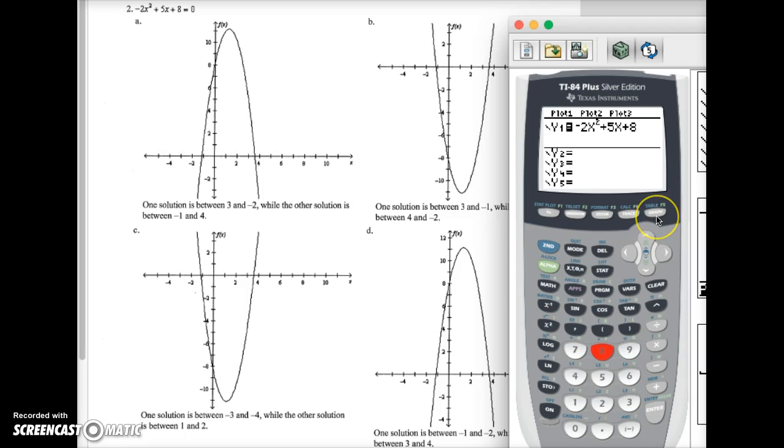And again, I'm going to go and look at the graph. This time I'm going to find the 0 value over on the right side. So we're going to go to second trace, calculate the 0. For my left bound, I need to be somewhere to the left of that value where it crosses the x-axis. That's good right there. Enter, somewhere to the right now. That's good. Guess, just hit enter, and I get 3.6. So that's between 3 and 4.